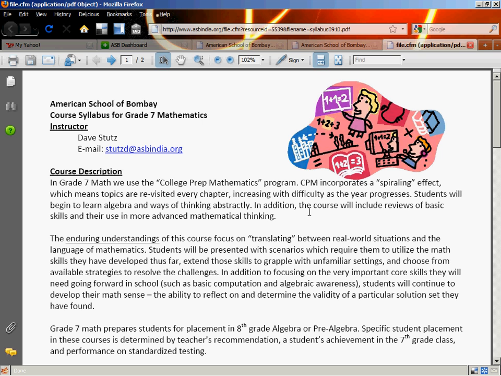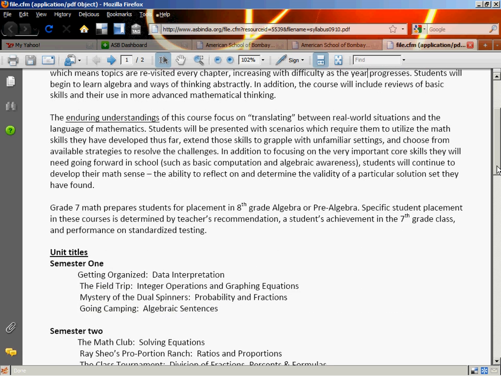In addition, the course will include review of basic skills and their use in more advanced mathematical thinking, which means that you do have multiplication and division tests. You'll have to remember how to add and subtract and all that good stuff.